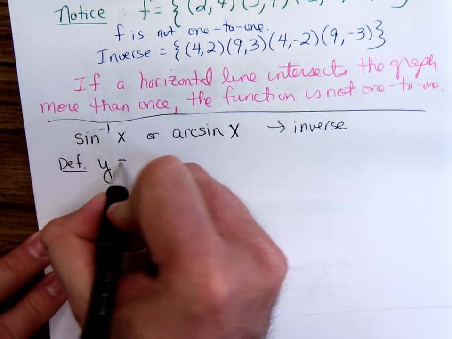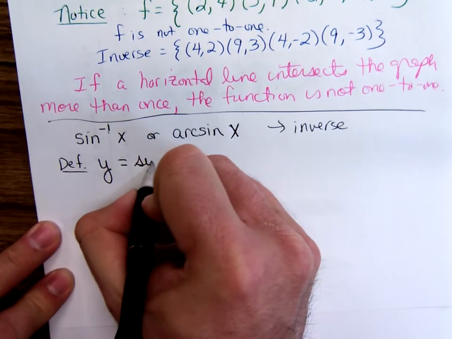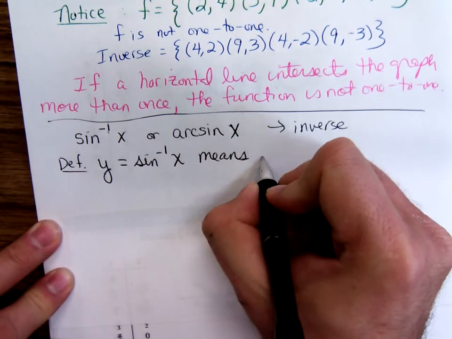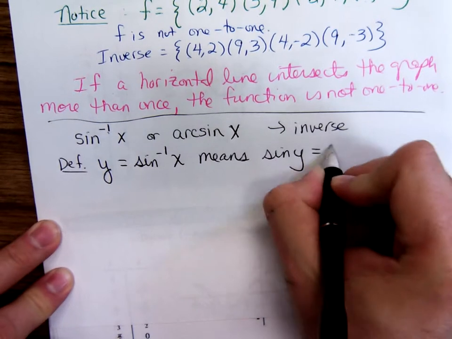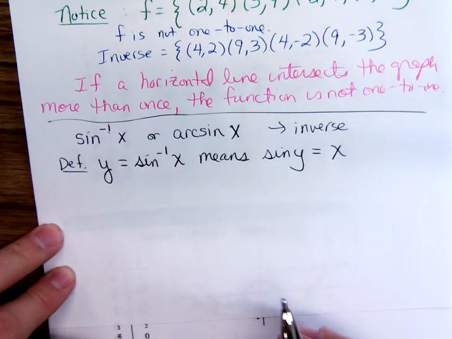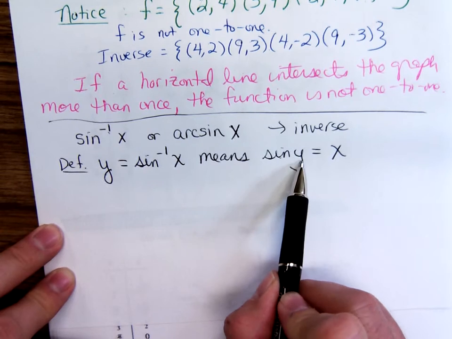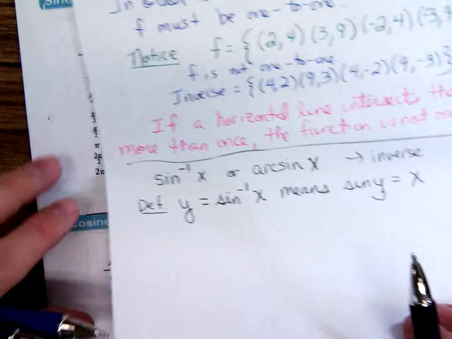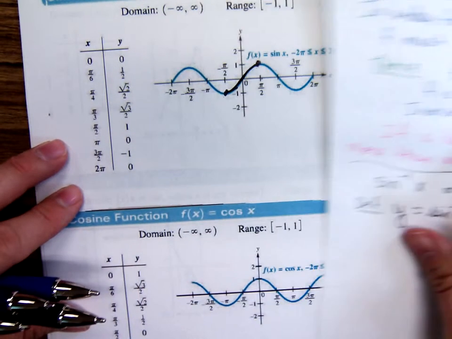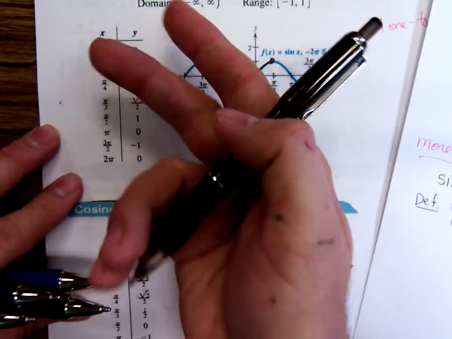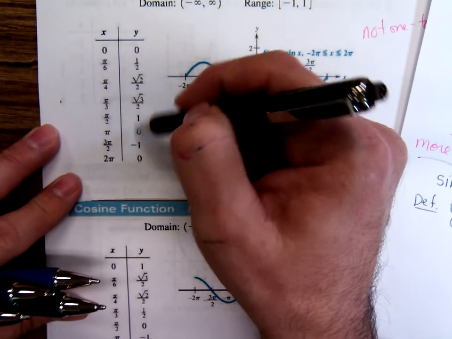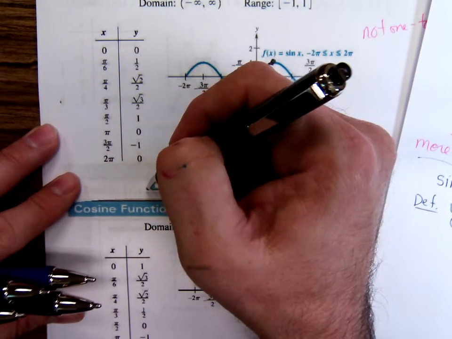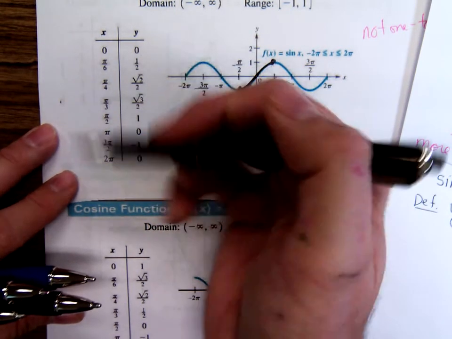Y equals inverse sine x means sine y is x. The thing that comes after the trig function, that's the angle. What we're doing with these inverse trig functions is we're reversing these ordered pairs here. The x values are these numbers here on the unit circle. The y values are going to be the angles. We're reversing those.